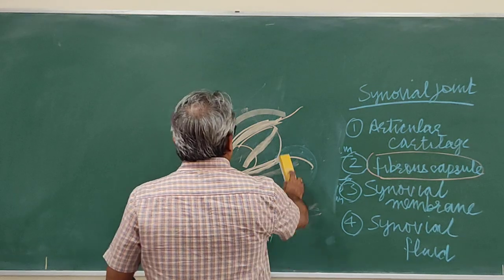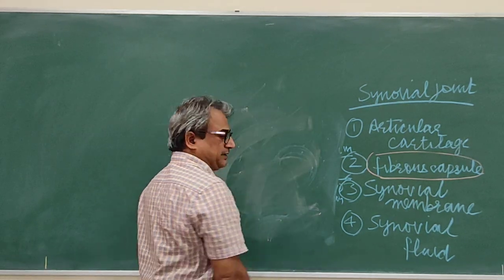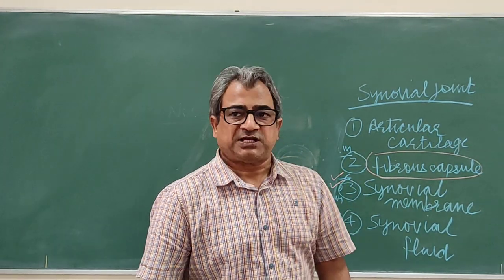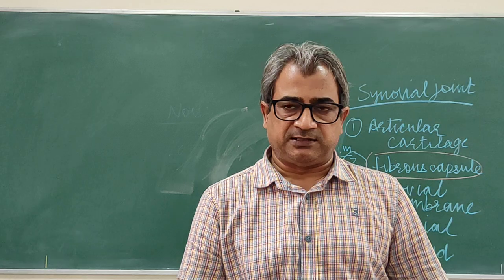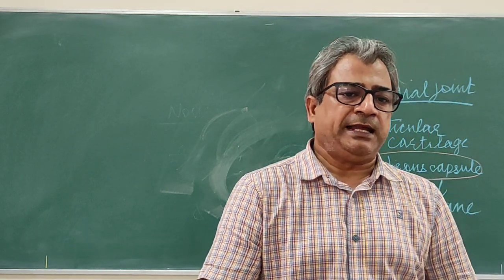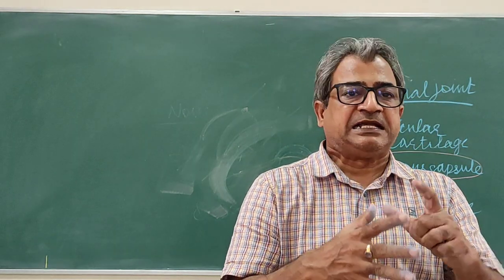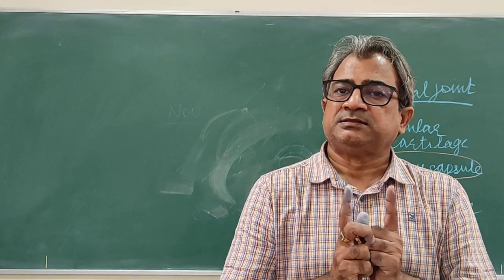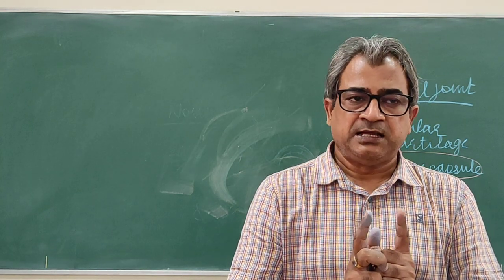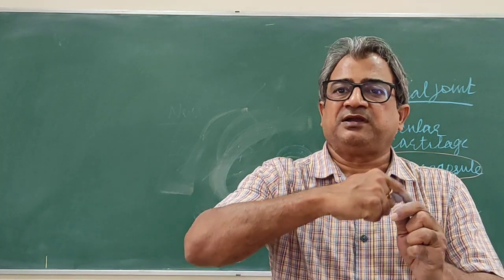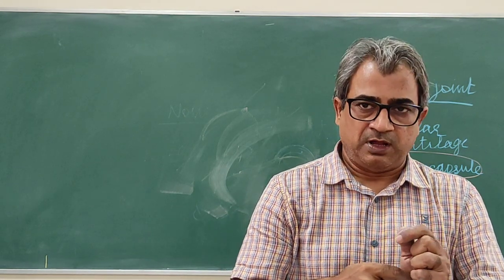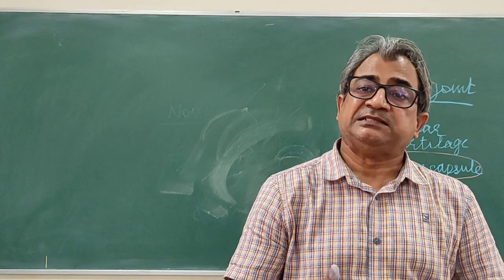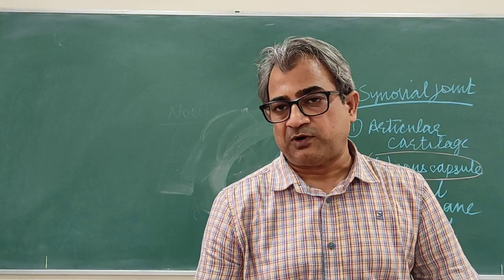The third part is the synovial membrane. As we just discussed in this part of the lecture, it covers the entire internal surface of the joint cavity except the articular cartilages, which are made up of hyaline cartilage. Of course, it is continuous on the periphery of the hyaline cartilage where it is attached to the bone, but it covers the whole inside of the joint cavity. It completely lines the fibrous capsule which forms the joint cavity.